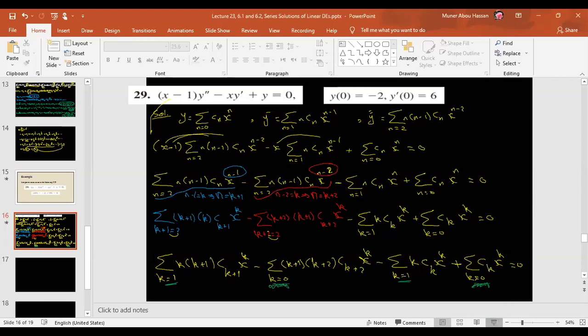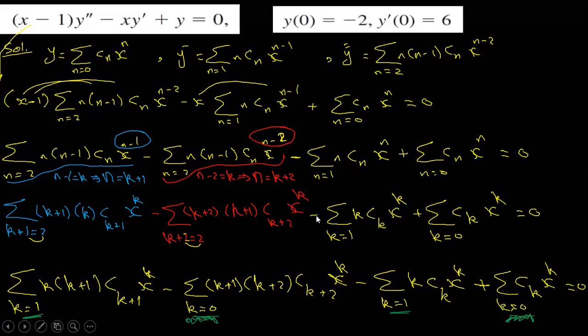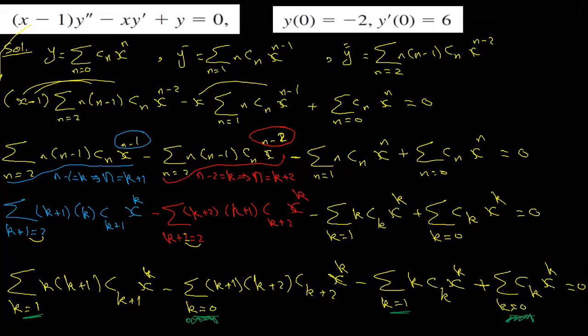I'm ready. So now after finding this form, you can't add those series together because you don't have the same index: the first starts from 0 and the second starts from number 1. I'm going to expand, as I told you, the series that start from 0. So the first one will be the same: summation k equal 1 of k plus 1 ck plus 1 times x to the k.